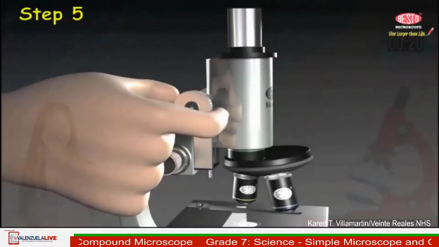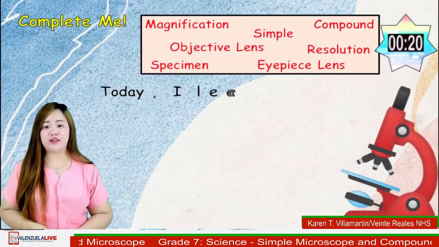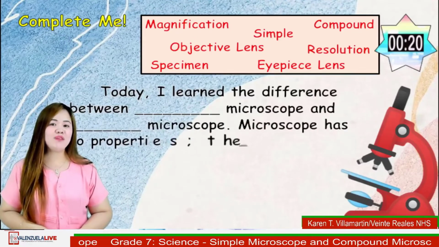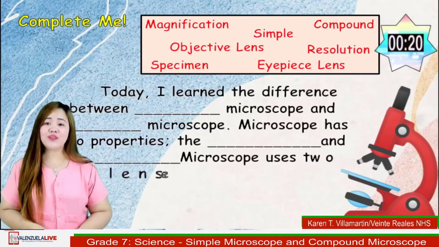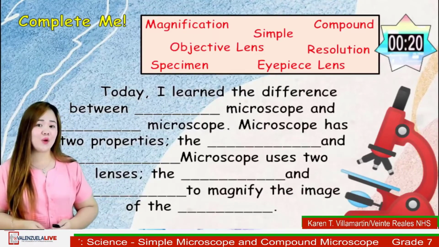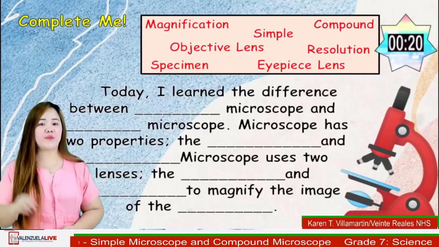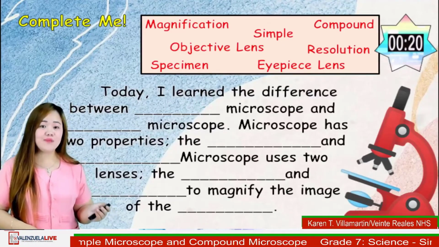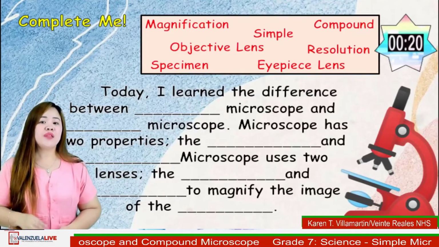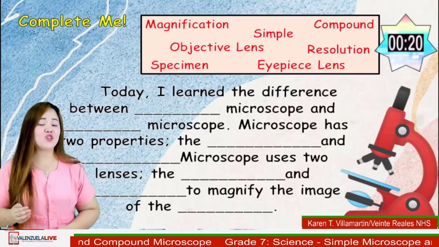Step 5. All you need to do is fill in the blanks to complete the paragraph. Use the words in the box as your choices. Let me read it to you first. Today, I learned the difference between blank microscope and blank microscope. Microscope has two properties, the blank and blank. Microscope uses two lenses, the blank and the blank, to magnify the image of the blank.